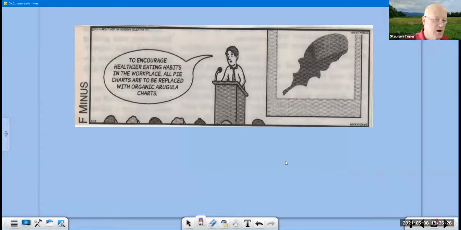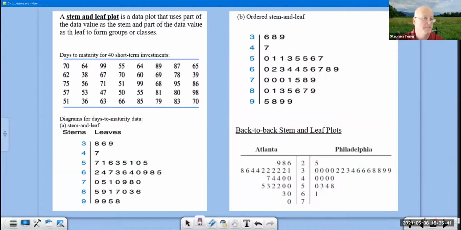A few fun comics. To encourage healthier eating habits in the workplace, all pie charts are to be replaced with organic arugula charts. Okay, not too funny there.